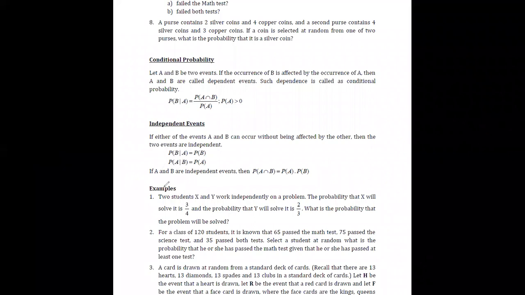According to the first problem, there are two students named student X and student Y. It is given that these two students are working on a problem, and the probability that X will solve the problem is 3/4, and the probability that Y will solve the problem is 2/3. Then they are asking what is the probability that the problem will be solved.